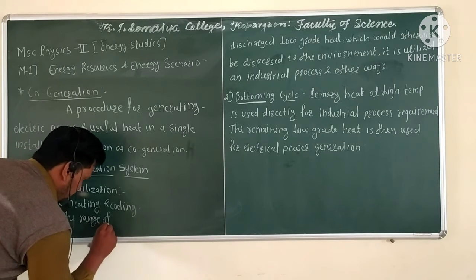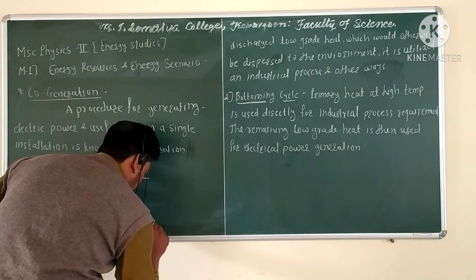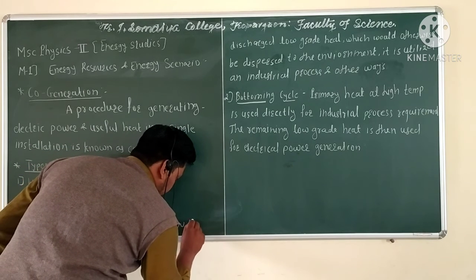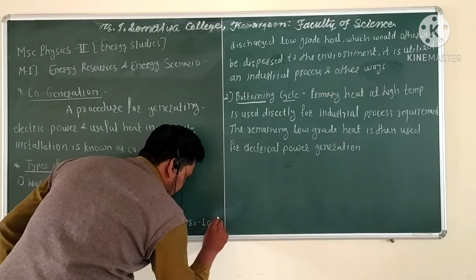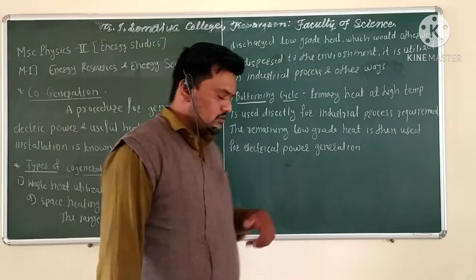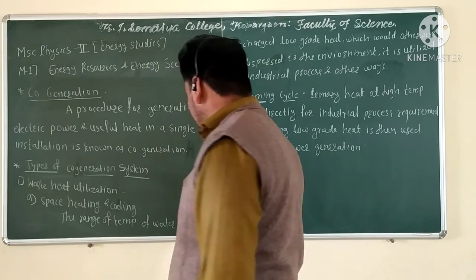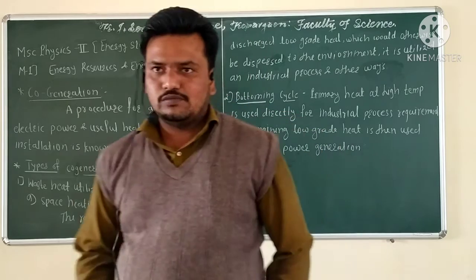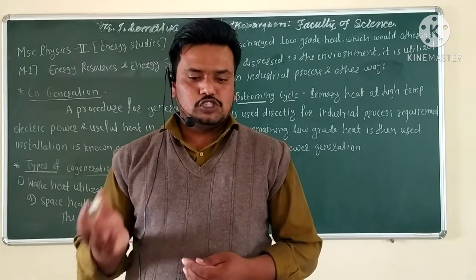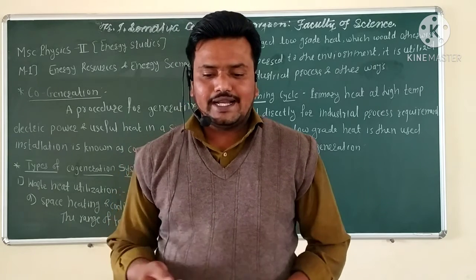The range of temperature of water is about 50 to 100 degrees Celsius. In this system, water at 50 to 100 degrees Celsius is used for heating or cooling of the space. Next one is considered as warm water in agriculture.